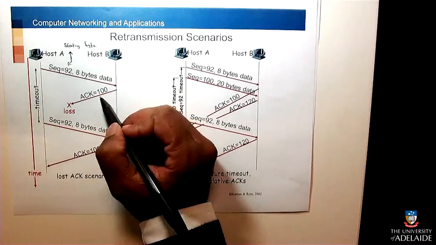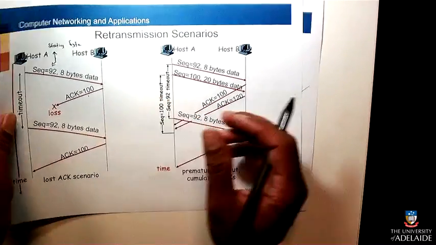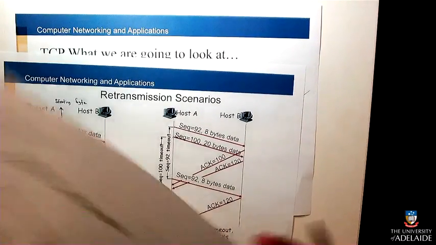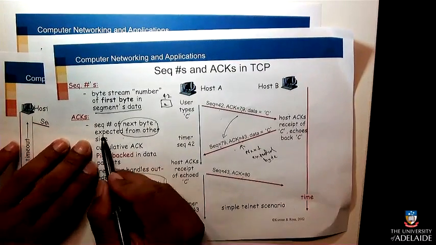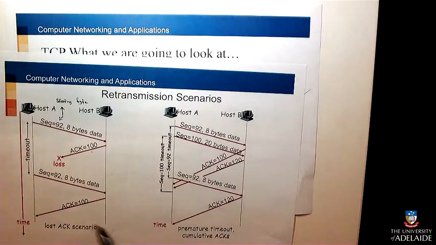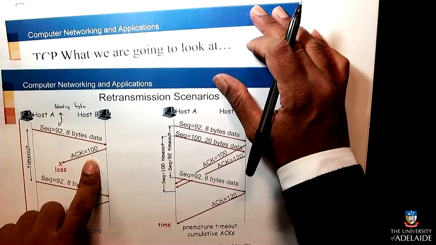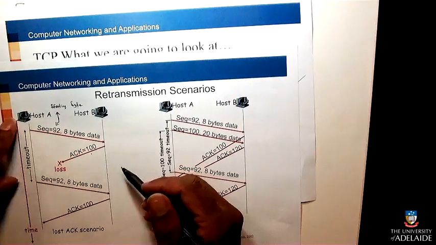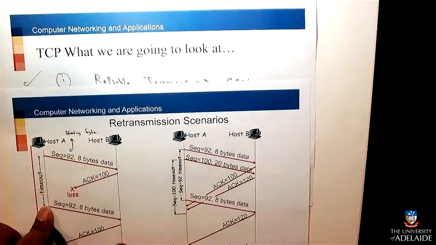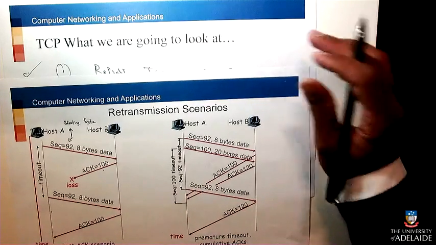Then the receiver acknowledges. Remember, the acknowledgement carries the sequence number of the next byte expected from the other side, so that is 100. If this ACK is lost, we have a timeout, and after the timeout event, as you expected before, you have a retransmission of the same bytes, and eventually the ACK arrives.